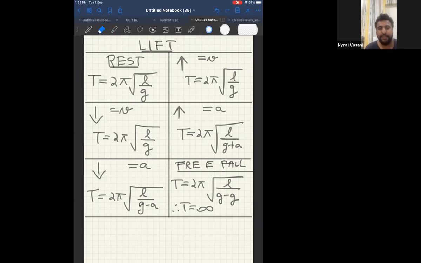Did you understand this much? These are the various cases of a simple pendulum in a lift. Can you make a note of this like a summary page? These are the various formulae for a simple pendulum in a lift. Make a note.